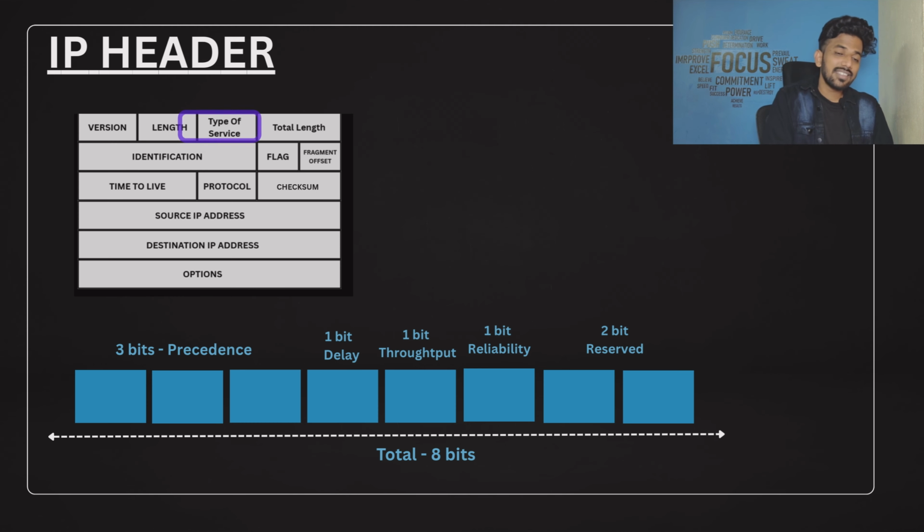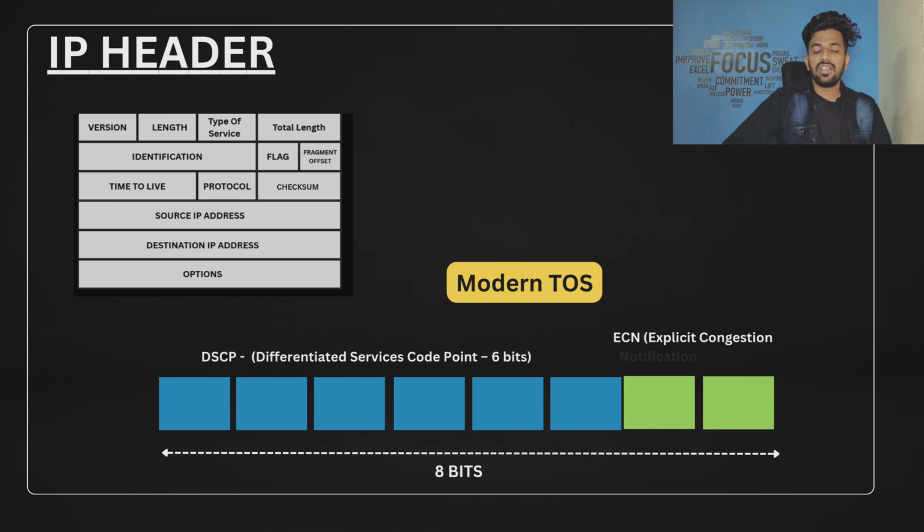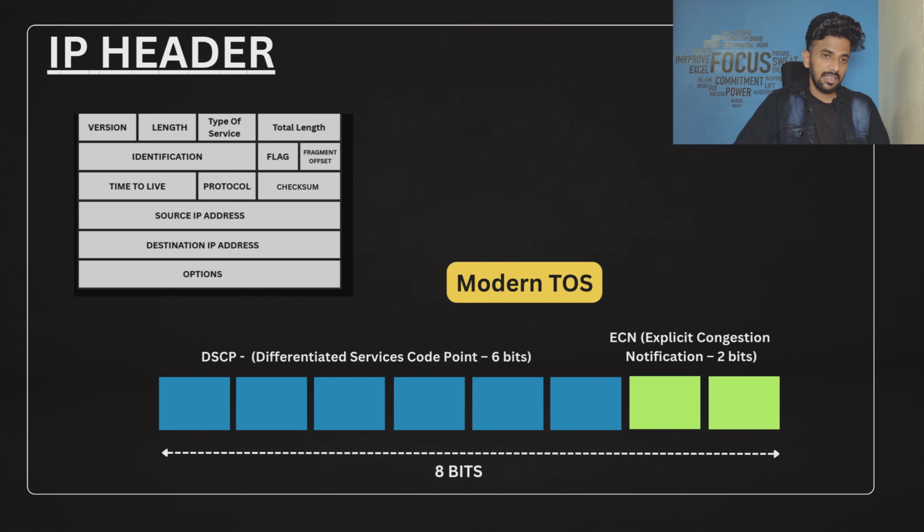This was previously used, but the TOS has evolved. It is mainly used for two forms. The first one is DSCP and the second is ECN. What is DSCP? DSCP stands for Differentiated Service Code Point. This is all about the 6 bits. It is used to prioritize packets for quality of service in modern networks.